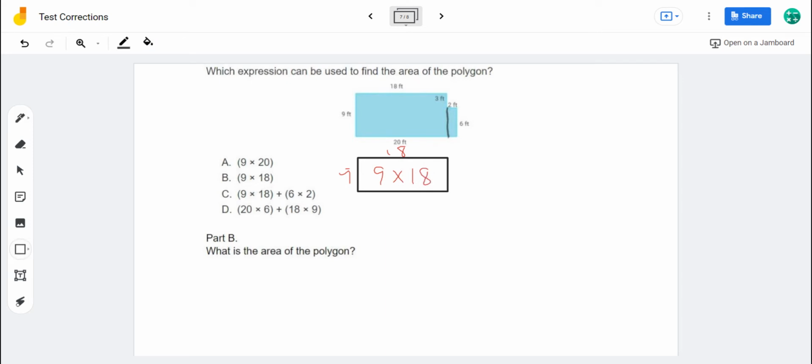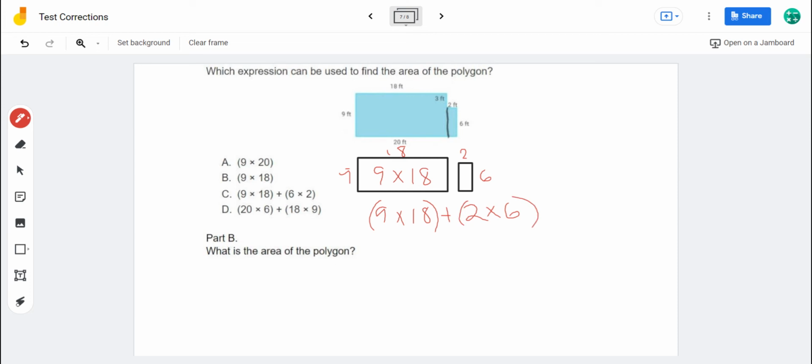Then we have to find the area of this small rectangle. So I'm going to draw that one out. This one has the length and the width labeled for you. It's perfect. It says this is 2 feet, this is 6 feet. So that one you would do 2 times 6. Now after you find the area to each one, you would add them together.